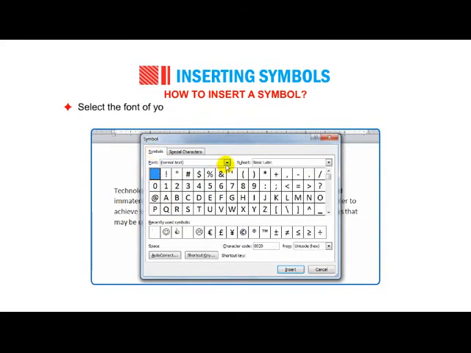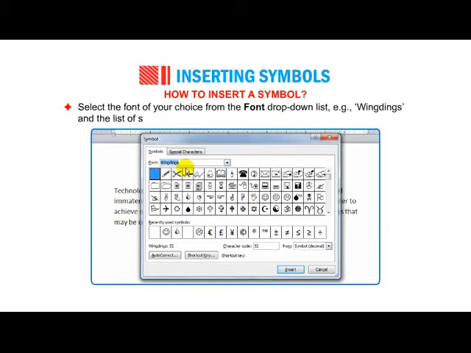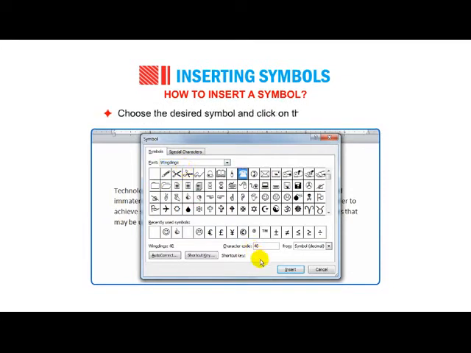Select the font of your choice from the font drop-down list, for example Wingdings, and the list of symbols displays accordingly. Choose the desired symbol and click on the Insert button. Click on the Close button to close the box.